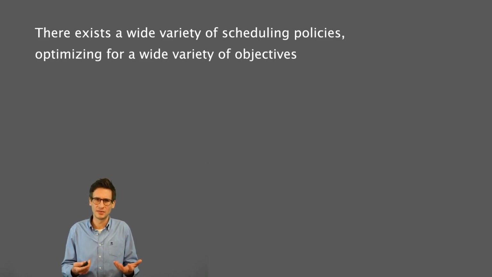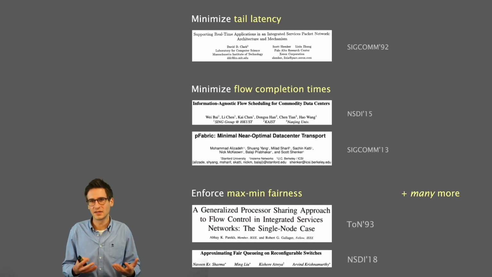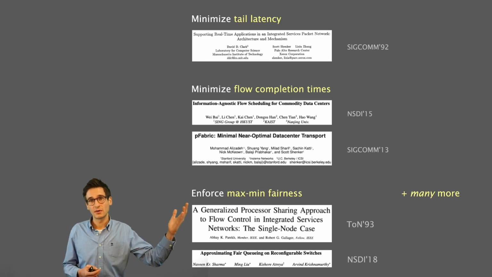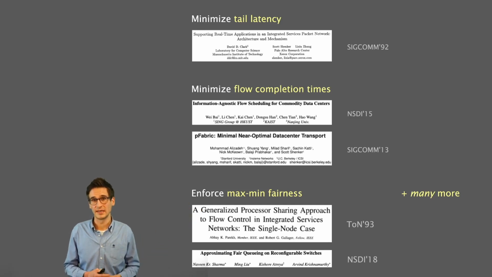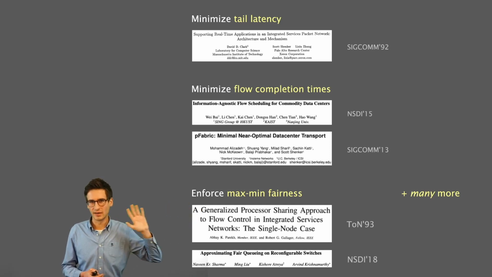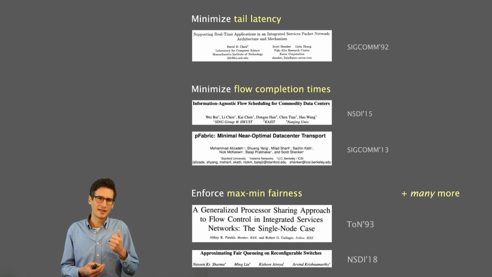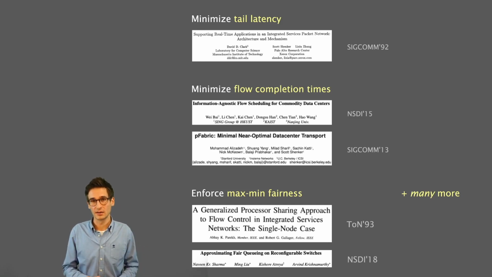Each of these scheduling objectives will lead to slightly different scheduling algorithms. Here I'm listing a few examples: you may want to minimize tail latency, minimize flow completion time, or enforce maximum fairness. There are dozens more scheduling algorithms and objectives, and I'm only listing a small subset. Depending on what kind of network you are running and where you are, you will have different objectives. Perhaps you will even have more than one objective at the same time. So that's a wide diversity of scheduling algorithms.